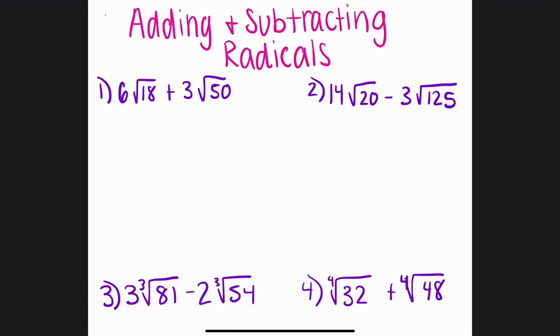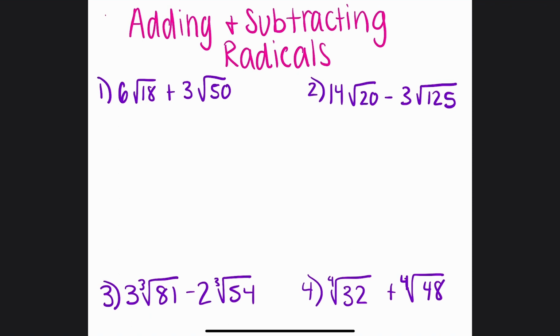Hi everyone, in this video we are going to be adding and subtracting radicals. So in my previous videos we did multiplying radicals and dividing radicals, so now we're going to add and subtract them. It's very similar, just some different rules that come with adding and subtracting. So I have 4 examples here, and let's go ahead and look at them.